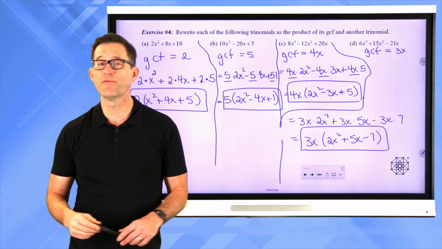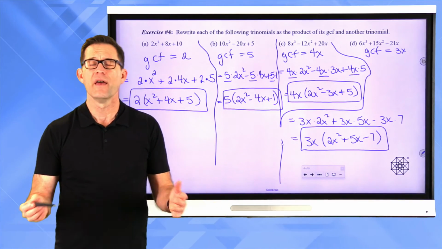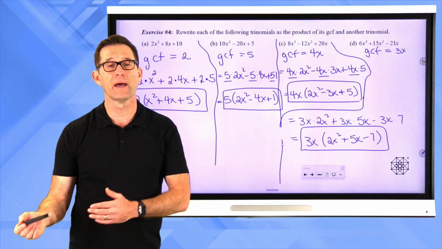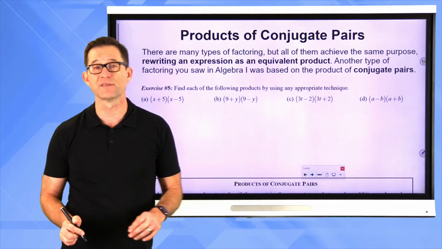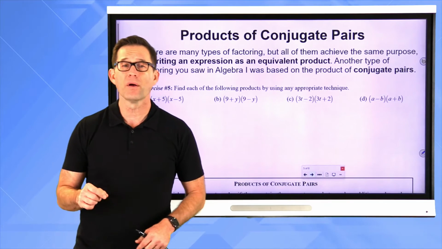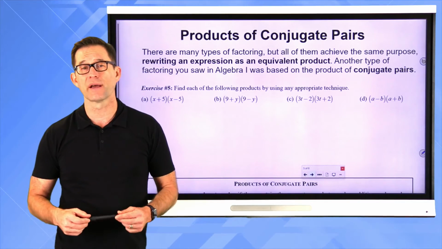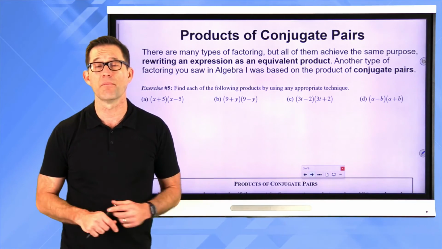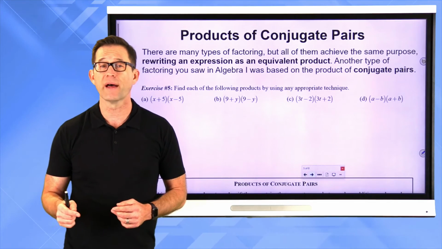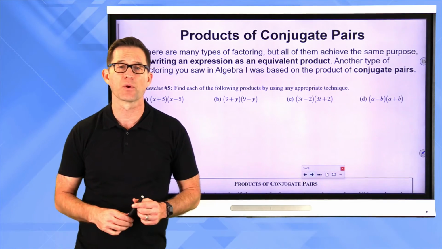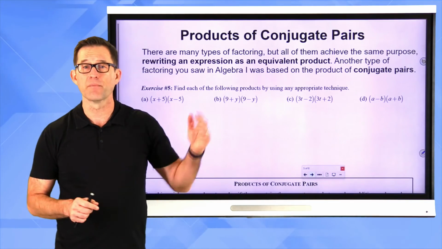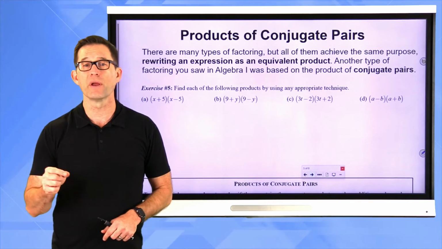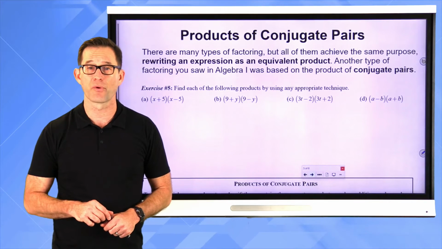All right, so factoring out a GCF. That is the most simple of all types of factoring. Now, we are going to look at one more type of factoring in this lesson set, and we'll get to it right now. But we'll also see how to factor trinomials in our next lesson. We'll see something like factoring by grouping in the lesson after that. So there's going to be some cool factoring techniques we're going to look at coming up. This is pretty basic. There are many types of factoring, but all of them achieve the same purpose: rewriting an expression as an equivalent product.